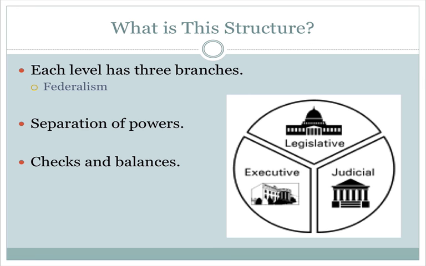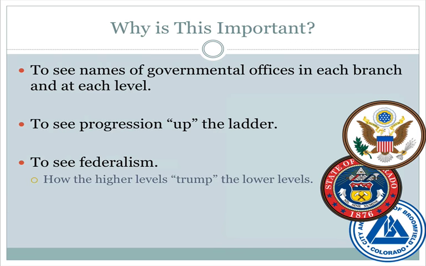So what exactly is this structure? The idea is each level, federal, state, or local, has three different branches. We call the leveling federalism, the idea that the federal or national government trumps the others. Within the branches, though, we can talk about principles like separation of powers. This is where certain powers are delegated to each branch so that not any one branch can become too powerful.